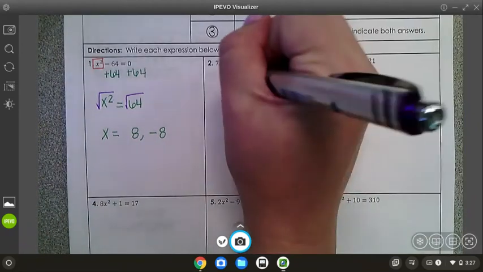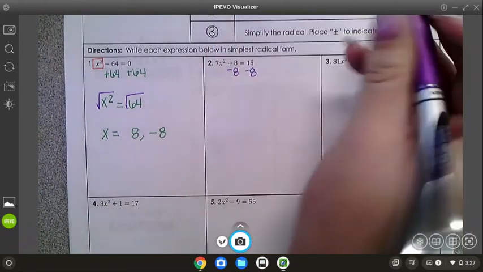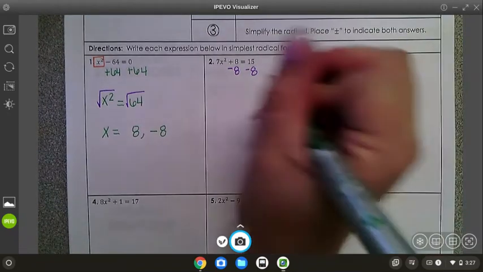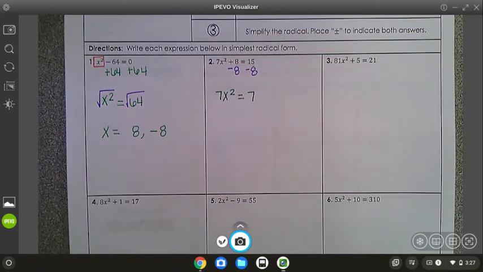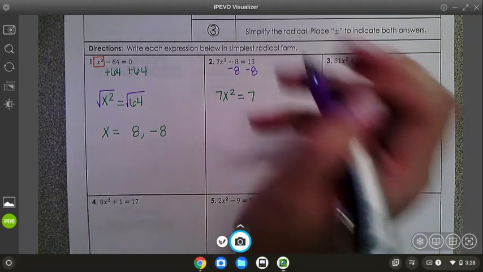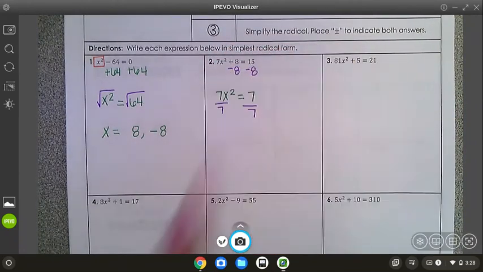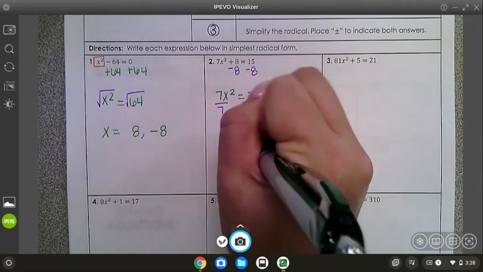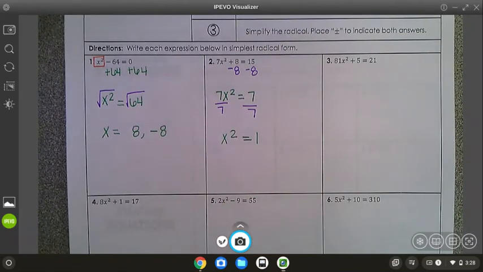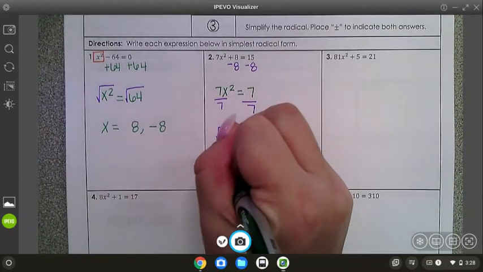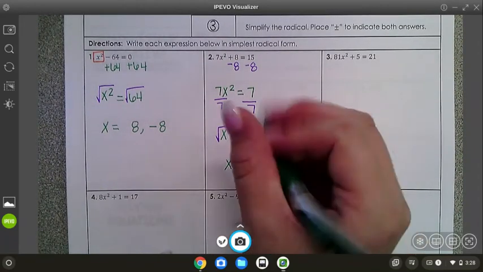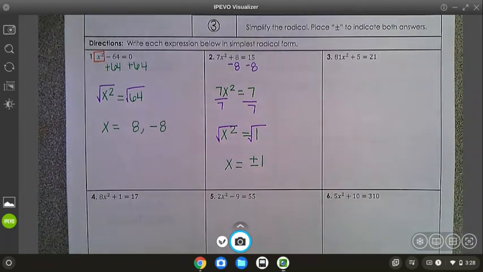Number 2, let's start, we subtract 8 first to get 7x squared equals 7. And then we divide both sides by 7 to get x squared equals 1. And then we take the square root. So x equals, the square root of 1 is 1, so we're going to do plus or minus 1. Or you could do 1 comma negative 1. Either way is fine.